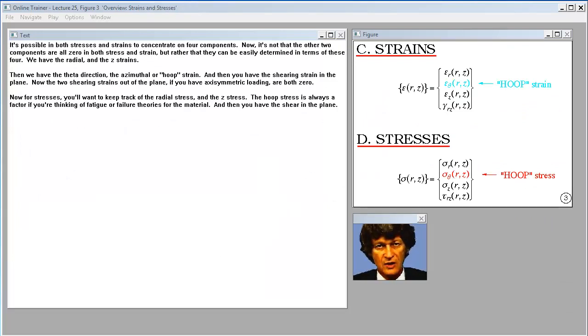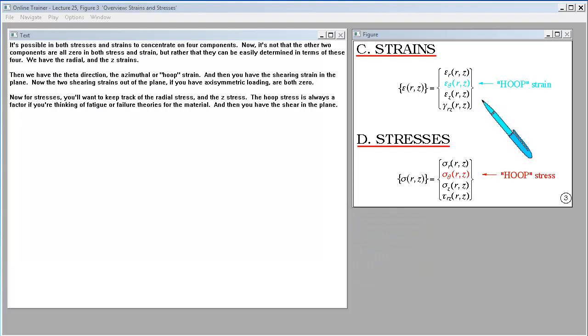It's possible in both stresses and strains to concentrate on four components. Now, it's not that the other two components are all zero in both stress and strain, but rather that they can be easily determined in terms of these four. We have the radial and the Z strains, then we have the theta direction, the azimuthal or hoop strain, and then you have the shearing strain in the plane. Now, the two shearing strains out of the plane, if you have axisymmetric loading, are both zero. Now, for stresses, you'll want to keep track of the radial stress and the Z stress. The hoop stress is always a factor if you're thinking of fatigue or failure theories for the material. And then you have the shear in the plane.